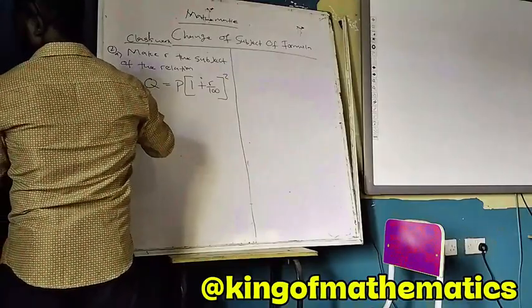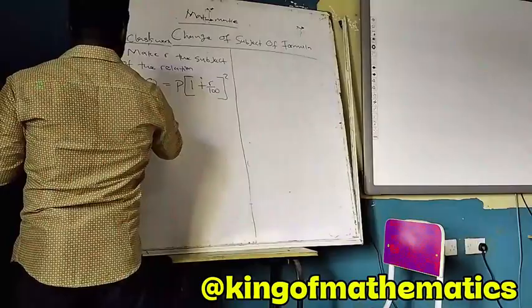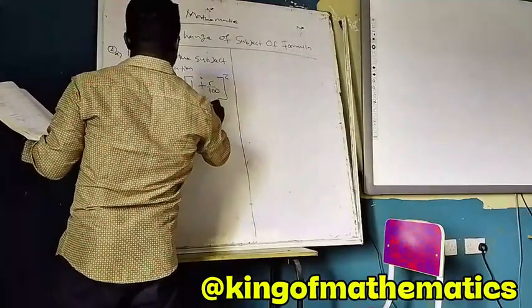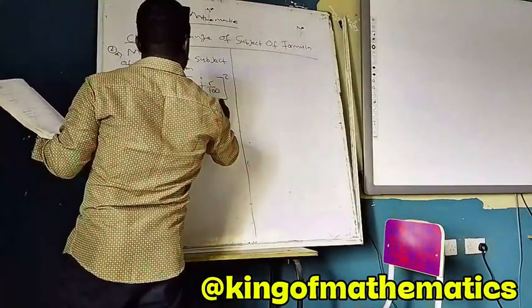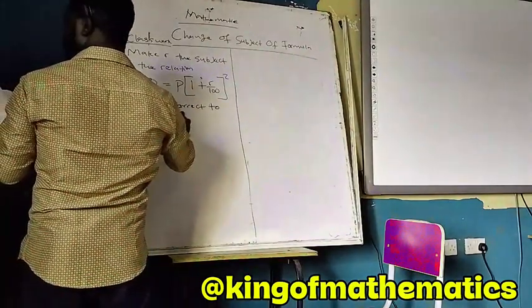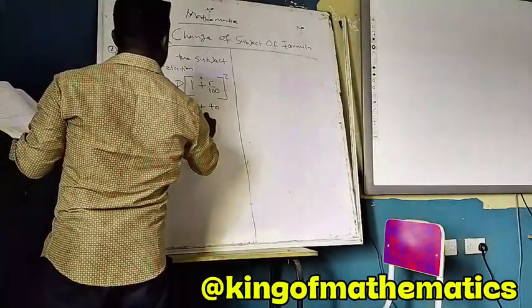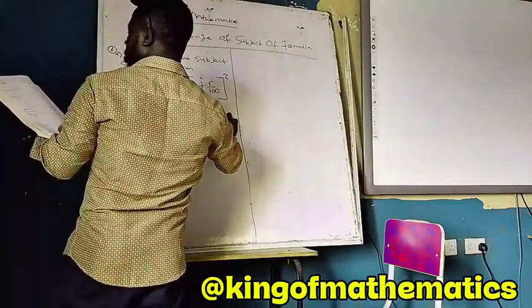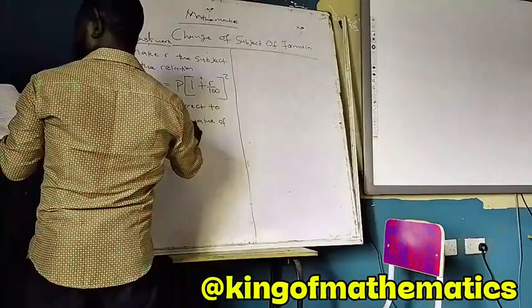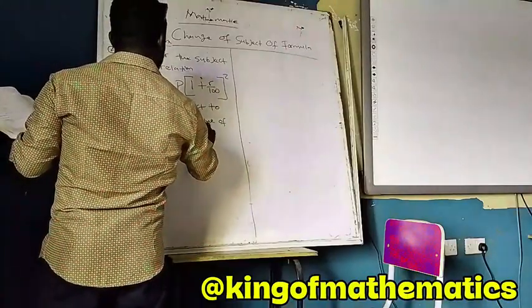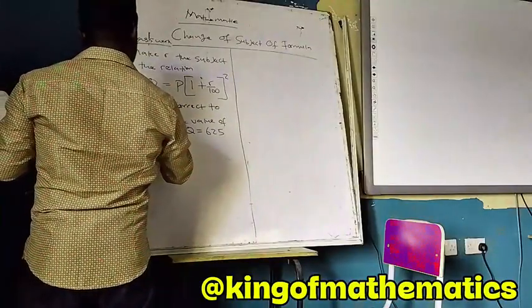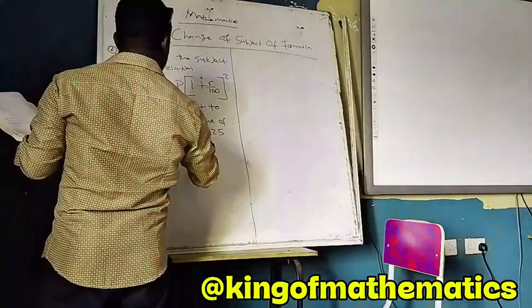2B says that, correct to 3 significant figures, find the value of R when Q equals 625 and P is equal to 225.